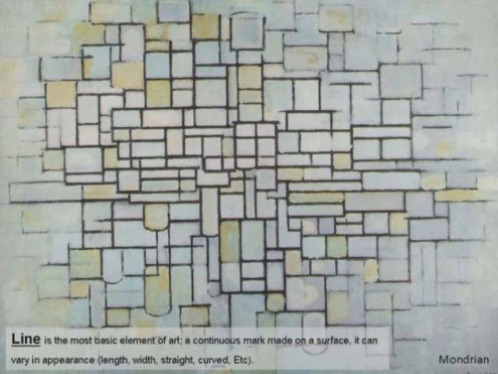Line is the most basic element of art, a continuous mark made on a surface. It can vary in appearance, length, width, straight, curved. It's really up to your imagination. Notice on this art piece by Mondrian how he uses geometric straight lines.